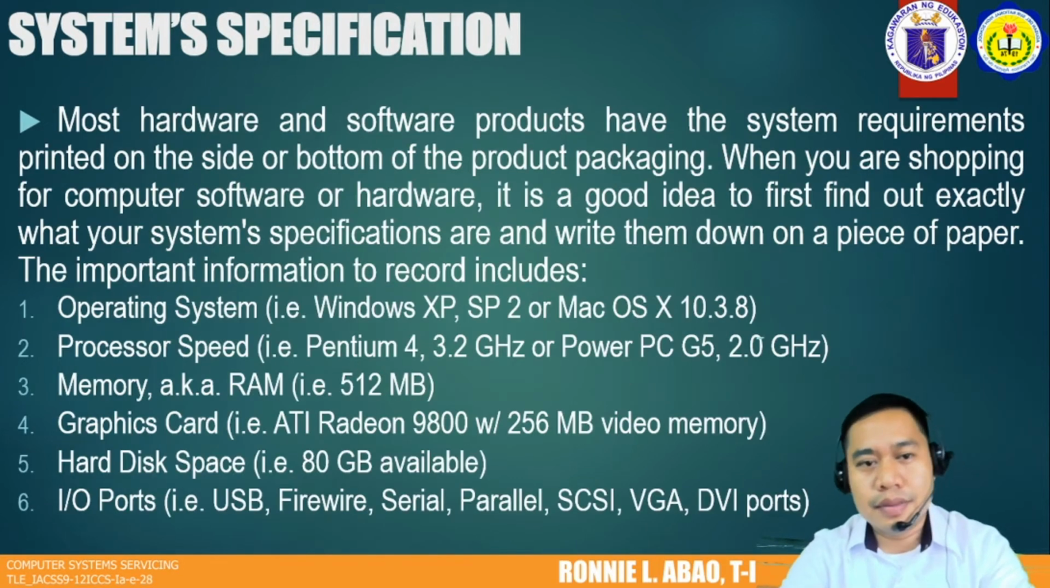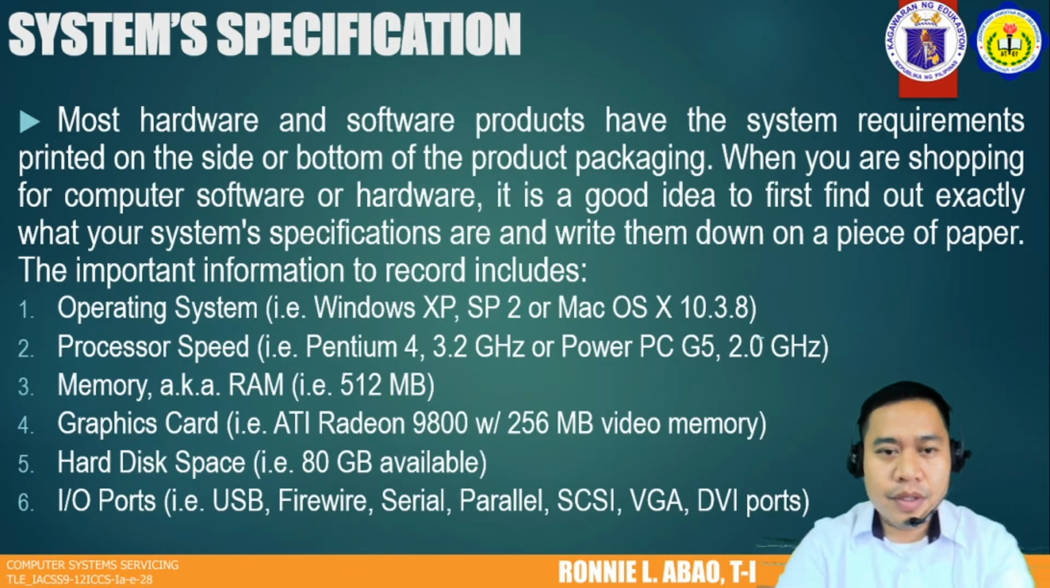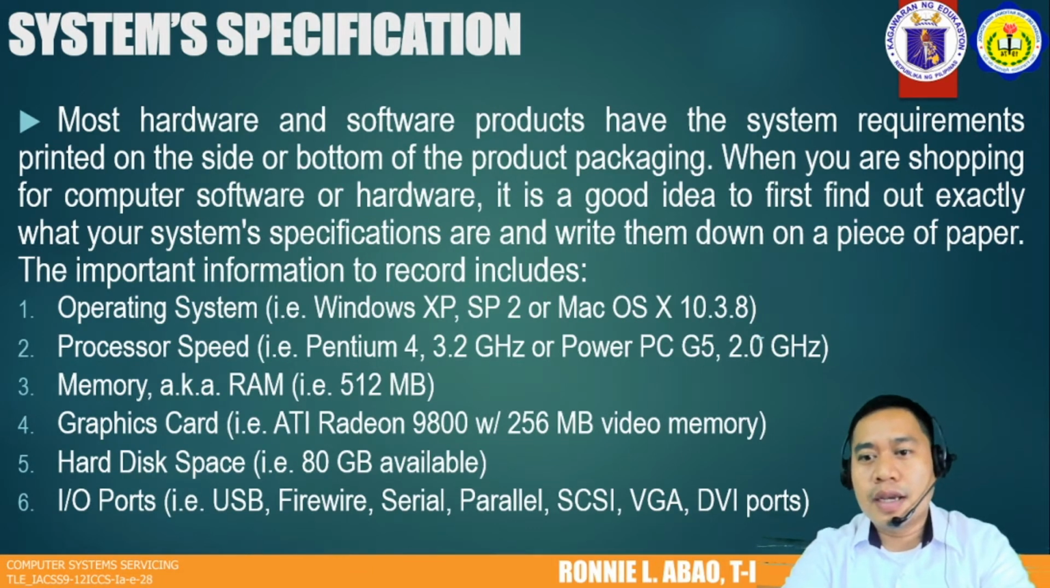Okay, another. Most hardware and software products have the system requirements printed on the side or bottom of the product packaging. When you are shopping for computer software or hardware, it is a good idea to first find out exactly what your system's specifications are and write them down on a piece of paper.